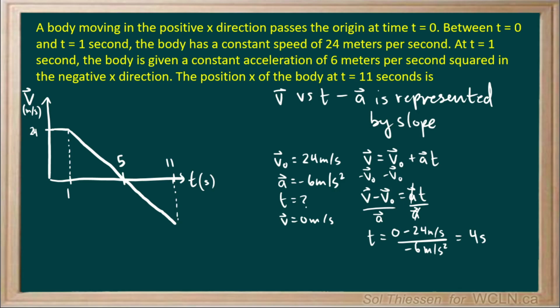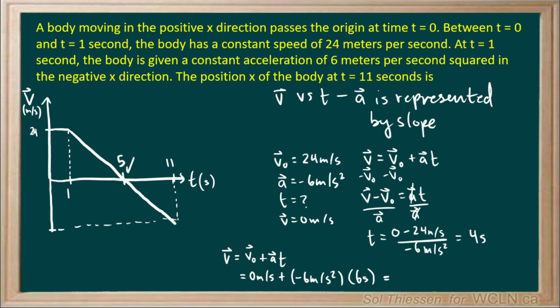And then we also need to know the velocity at time 11 seconds. Once we have that, we have everything we need to calculate the position. So in order to find this velocity, we're going to use the same equation. Final velocity is equal to initial velocity plus acceleration times time. So we know that the initial velocity at time 5 seconds is going to be 0 meters per second. Our acceleration will be negative 6 meters per second squared. And the time is 11 seconds minus 5 seconds, so 6 seconds. So this is going to be negative 36 meters per second. So that's this value here, negative 36.